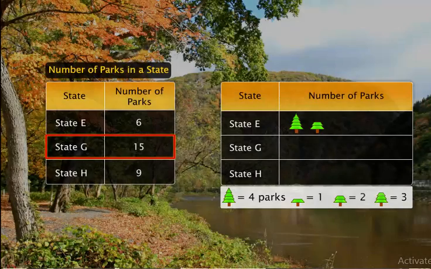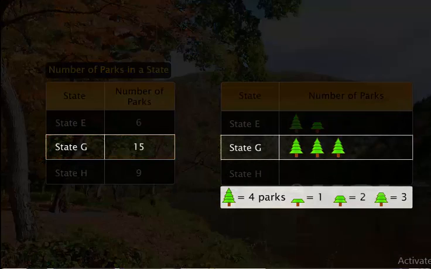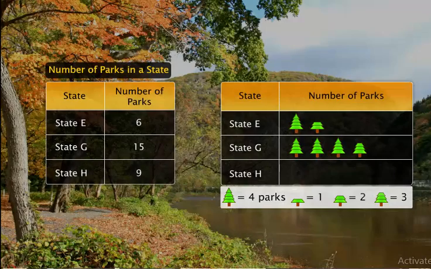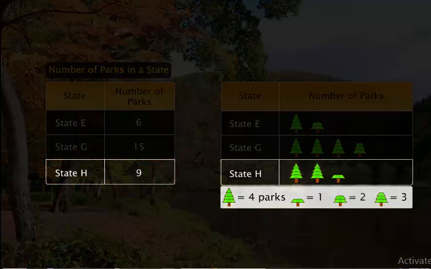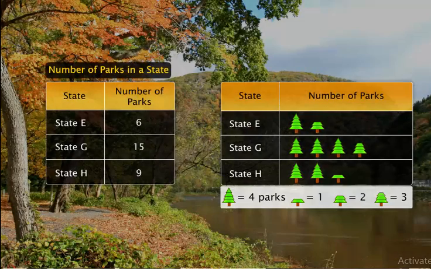Similarly, we can represent 15 parks by showing 3 whole symbols and then represent 3 parks using this symbol. In the same way, we can represent 9 parks using the appropriate symbols. However, it is not always possible to make assumptions and use multiple symbols for a pictograph. In such cases, we use estimation.